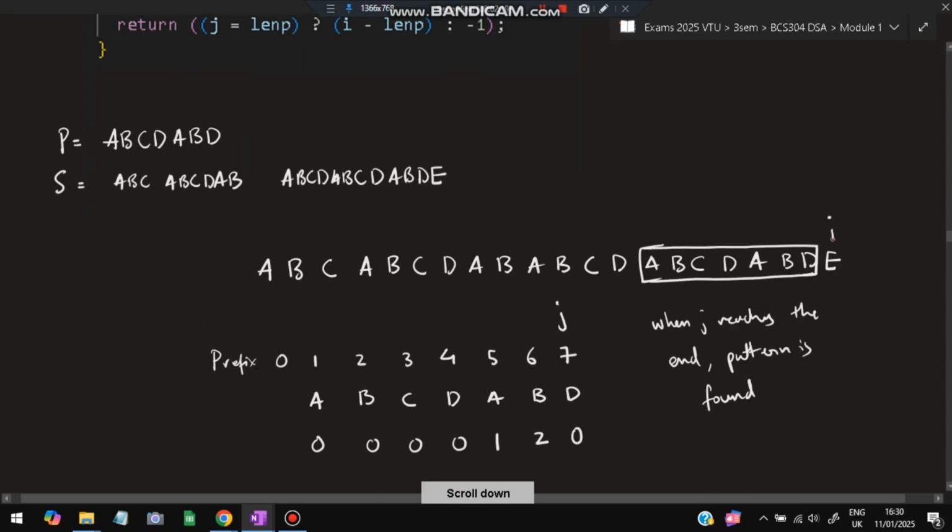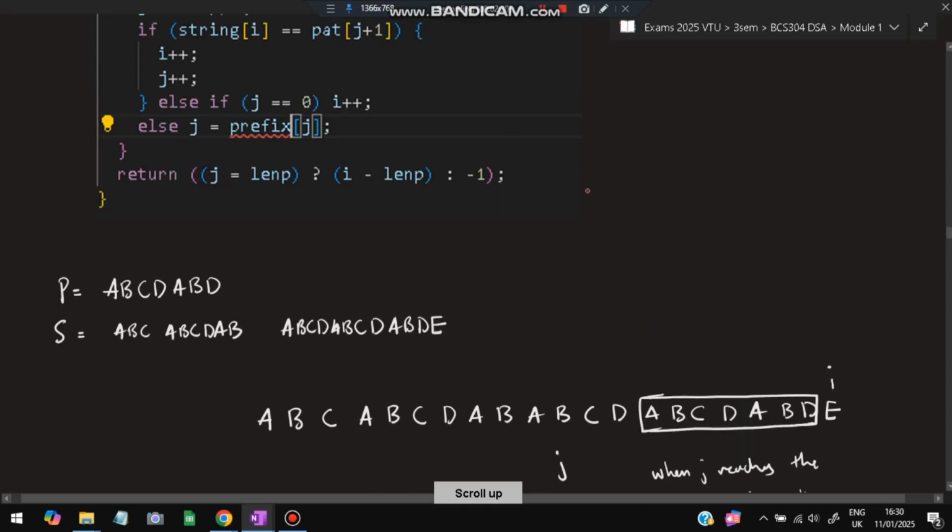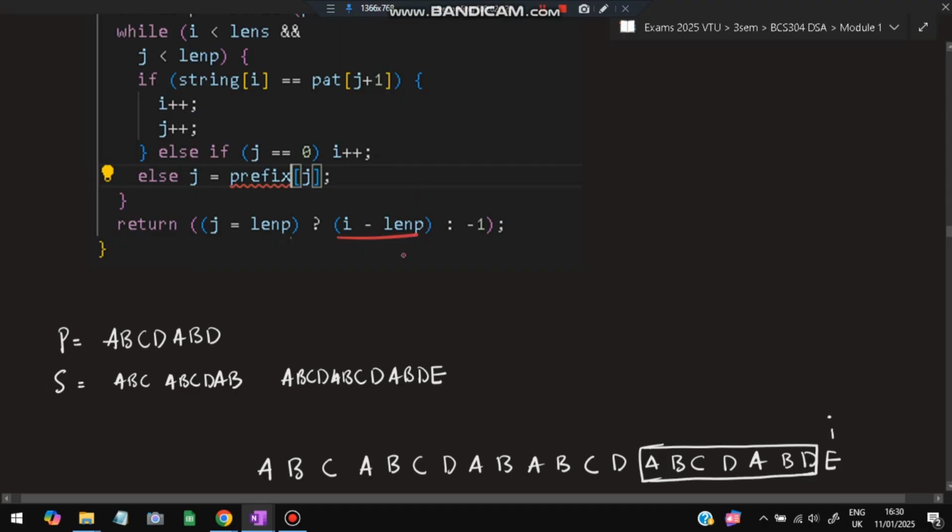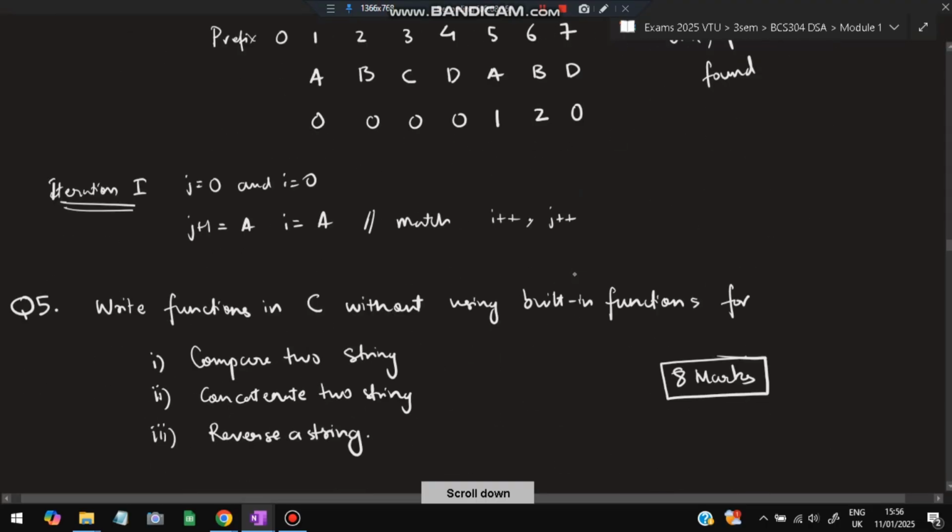i minus len p means, the length of the pattern before that, in the whole string, which index location the pattern has been matched starting from. So that will be returned in case the pattern is found. Okay, so this was about the KMP algorithm. Don't miss this, it's very important from the exam point of view.